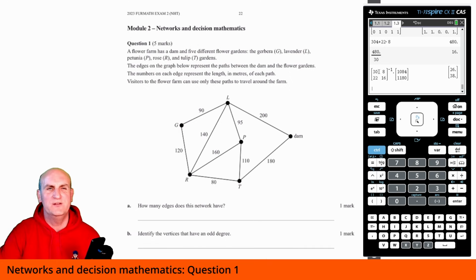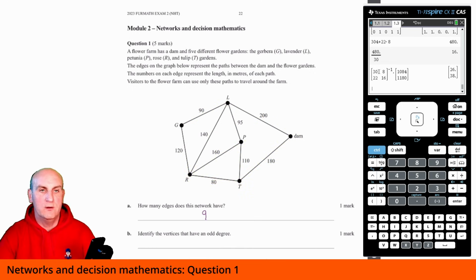How many edges does this network have? I always color them in because counting annoys me. 1, 2, 3, 4, 5, 6, 7, 8, 9. Nice, simple question to start. 9. Now I'm going to rub it out so that I don't mess it up.